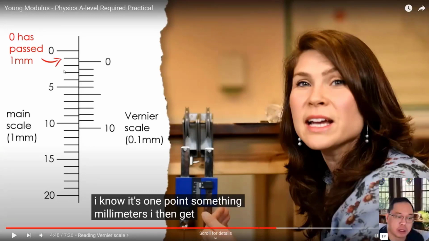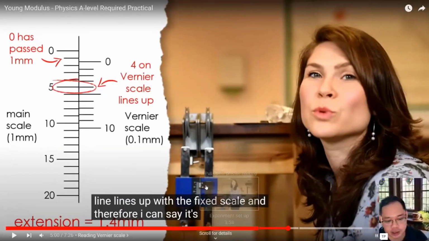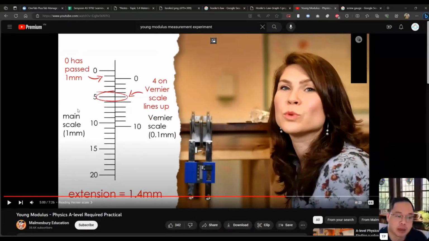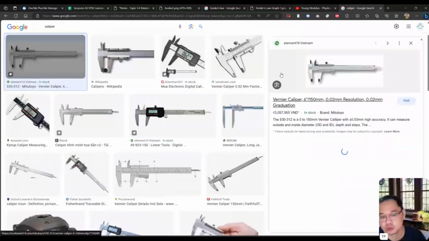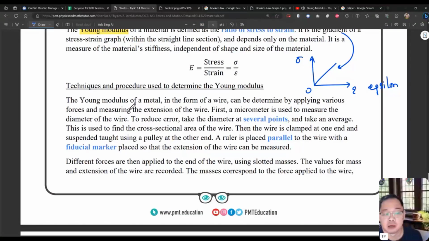This is probably on the same position better than the next line here. The first line that lines up here, the fourth line, 1, 2, 3, 4, lines up with the fixed line on the main scale, and therefore the extension is 1 millimeter. I will send you some more questions to practice reading the value on a caliper. So that is the method of doing this experiment about the Young modulus.